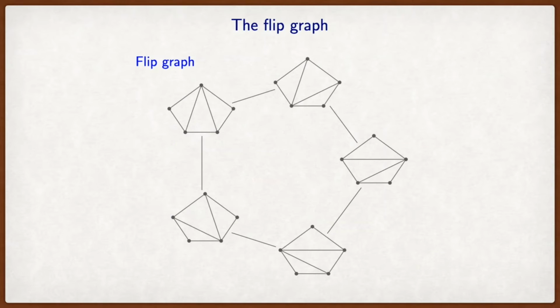The flip graph of a point set is a graph whose vertex set is all possible triangulations of such point set. And two triangulations are adjacent if they can be transformed into each other by exactly one flip. For instance, in this case, this is the flip graph of a point set of 5 points in convex position.